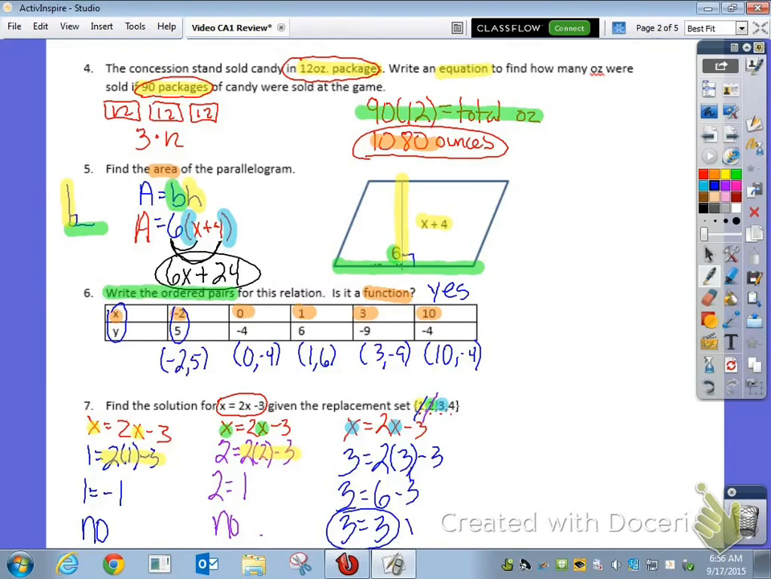That is true. That is a true one. So 3 is my solution. That means it makes it true. Solution just means what makes it true. And 3 makes it true. So that would be my answer. And a lot of times you will see it in the curly brackets.